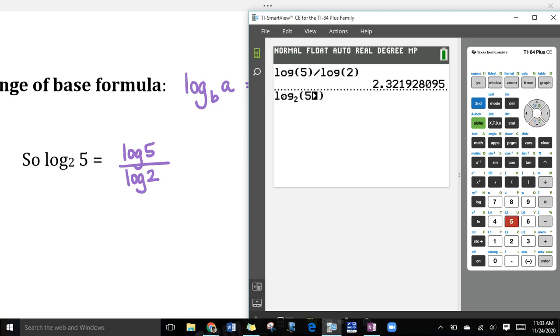Okay, so I can type in log base 2 of 5 and hopefully get the same value, and look, we do. Okay, so you can either write the ratio, original argument on top, original base on bottom, or you can use your calculator option to change that for you.